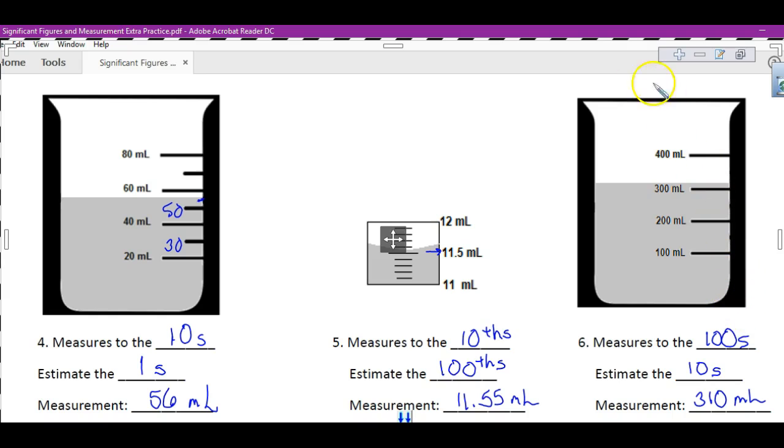Okay. So hopefully that has cleared up a little bit of the confusion with recording valid measurements.